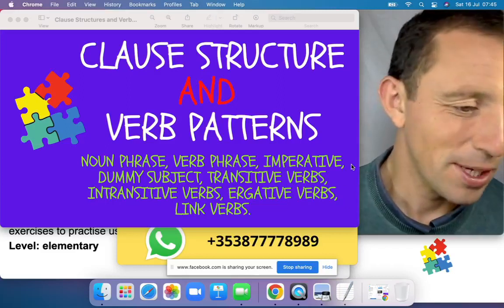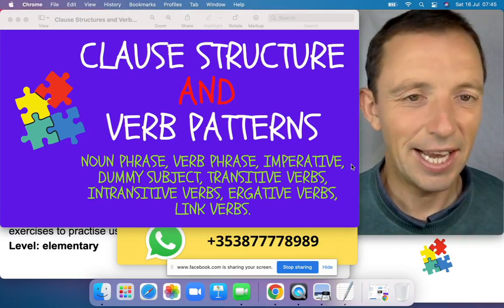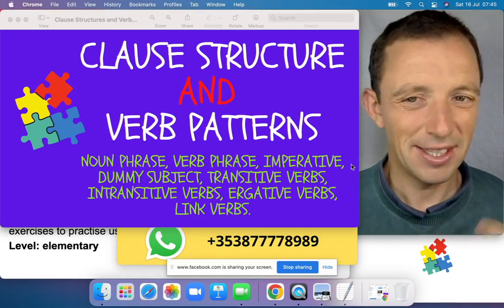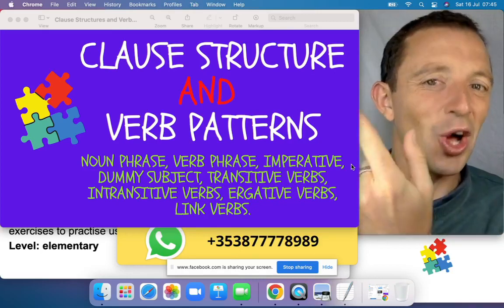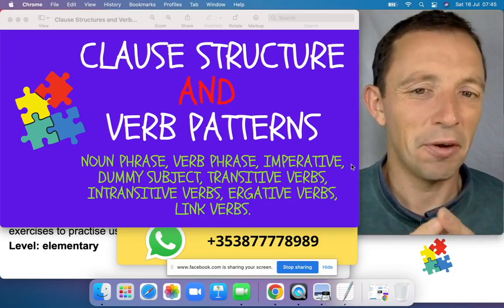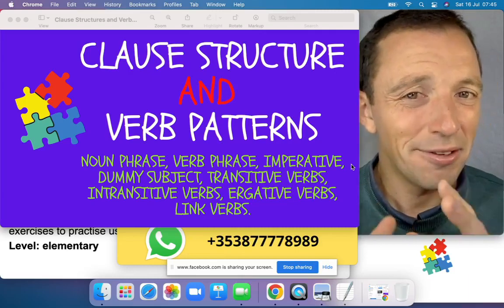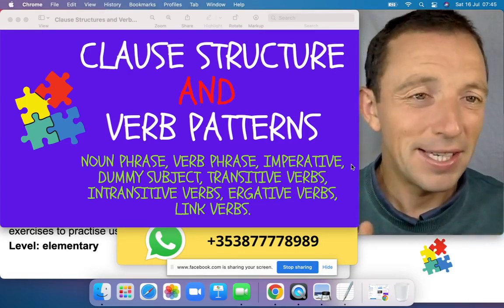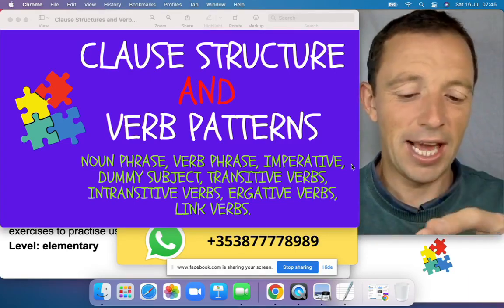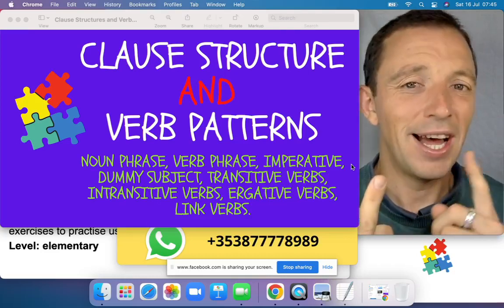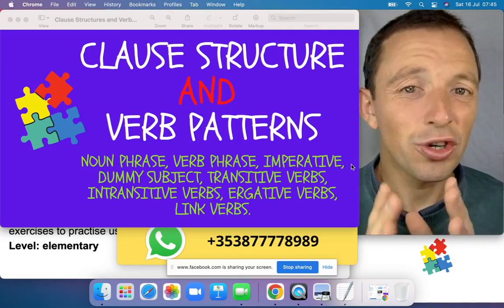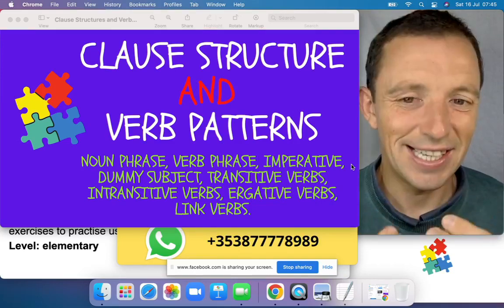Hello everybody, and good morning. Welcome to the lesson today, and it's a grammar lesson. Specifically, the topic is clause structure and verb patterns. So it's a difficult title, but basically today we explain the subject, the verb, and the object, the typical structures in English to create a sentence.